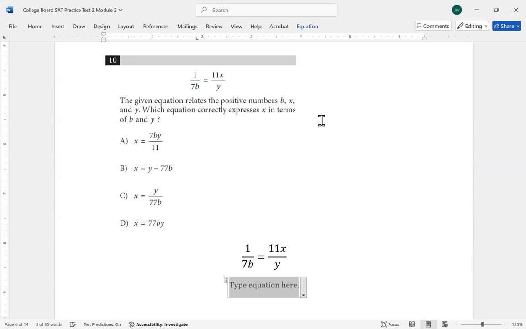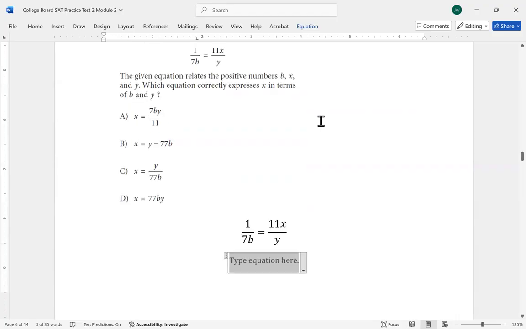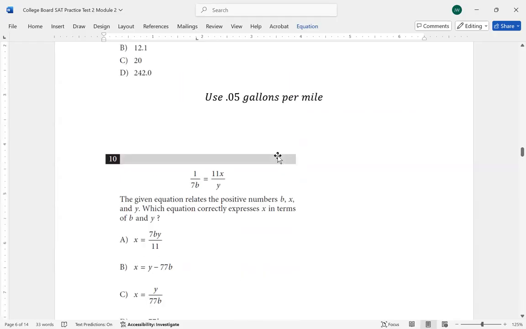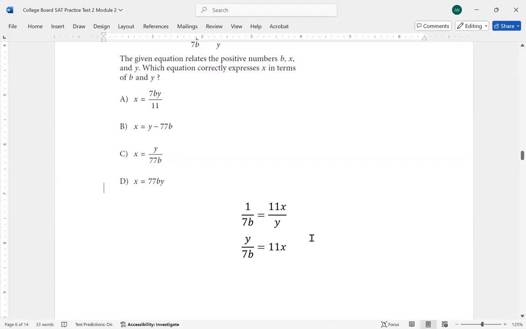The way I would do this is I would multiply y on both sides. If you multiply both sides by y, you end up with y divided by 7b is equal to 11x. That's after you multiply y on both sides. And then you divide by 11. Now, be careful when you do this. When you divide by 11, what's going to happen is we're going to get y over 7b.